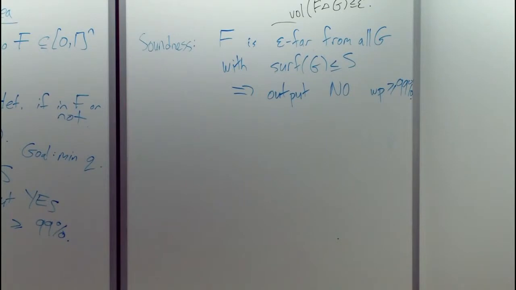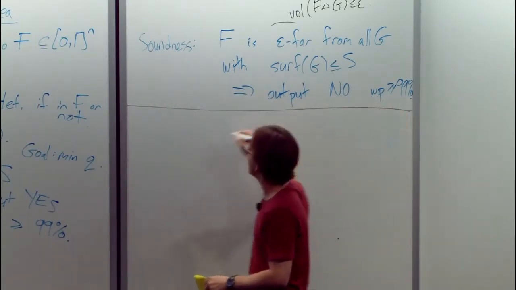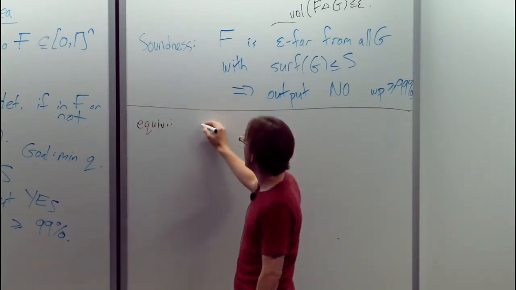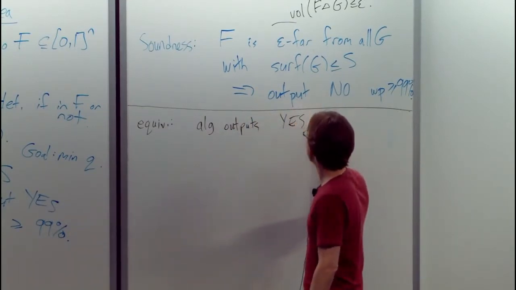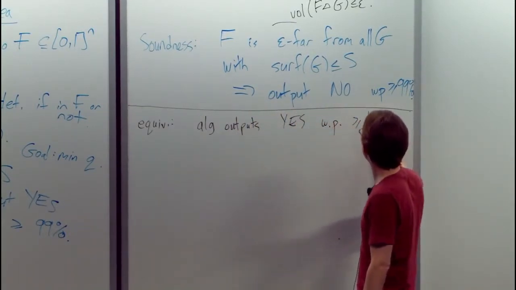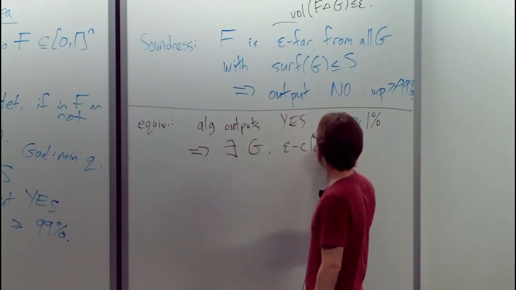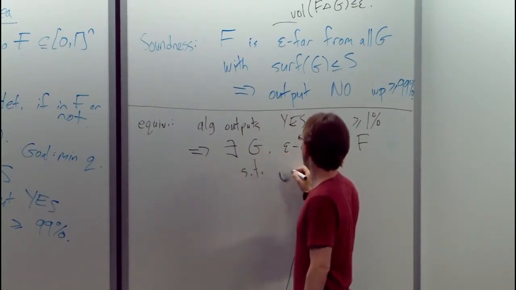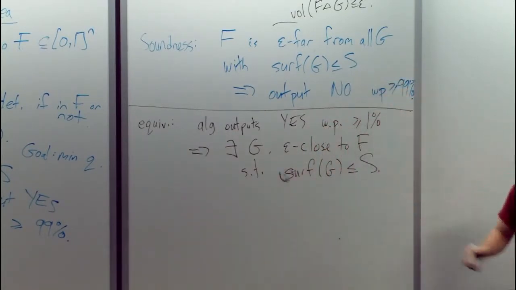Actually, in property testing, it's usually nicer to think about the contrapositive of this condition. So let me write that. Equivalently, you want it to be the case that if F is such that the algorithm outputs yes with probability even at least 1%, it should mean that there exists a G which is epsilon close to F such that the surface area of G is at most S. These are equivalent.